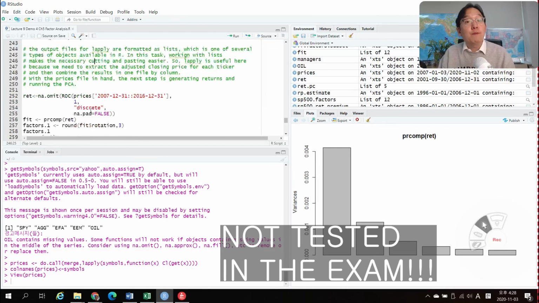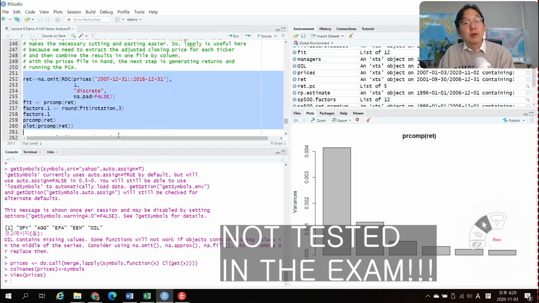And then the output files for lapply are formatted as lists, which is one of several types of objects available in R. In this task, working with lists makes the necessary cutting and pasting easier. So lapply is useful here, because we need to extract the adjusted closing price for each ticker and then combine the results in one file by column. With the prices file in hand, the next step is generating returns and running the PCA.